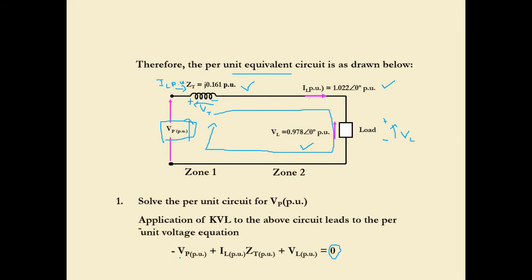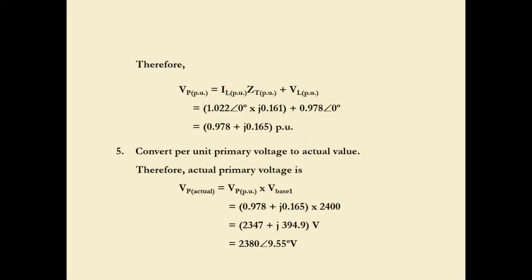So minus VP plus ILPU ZT plus VL PU. Since we have calculated the value of VL directly, we don't have to multiply IL with the load impedance ZL. Then we have VP equal to, rewriting the equation and substituting all the quantities such as IL, VT, as well as VL. By solving this, you now get VP in PU, the primary voltage or the source voltage of the transformer, in PU.